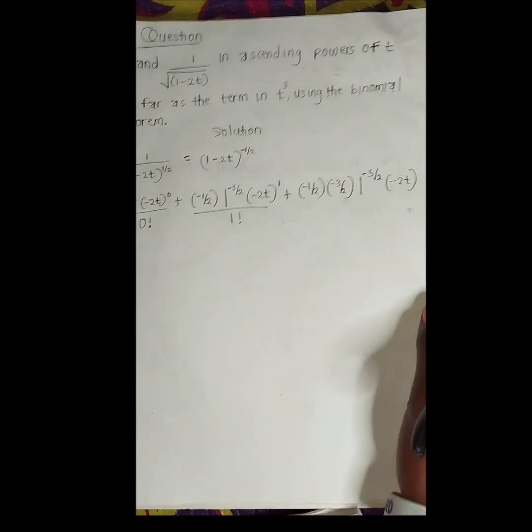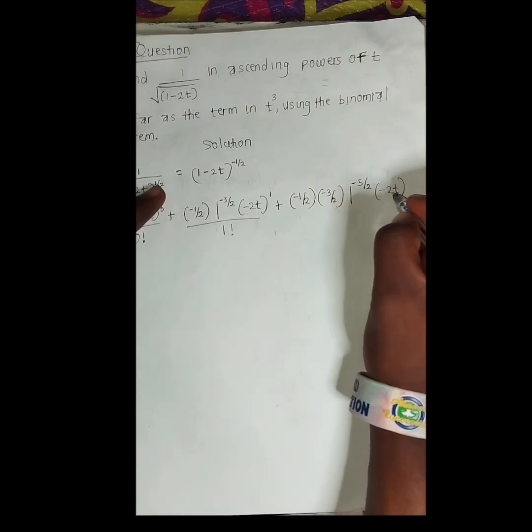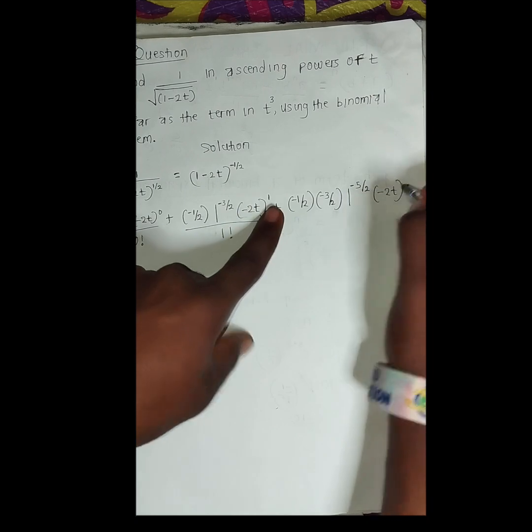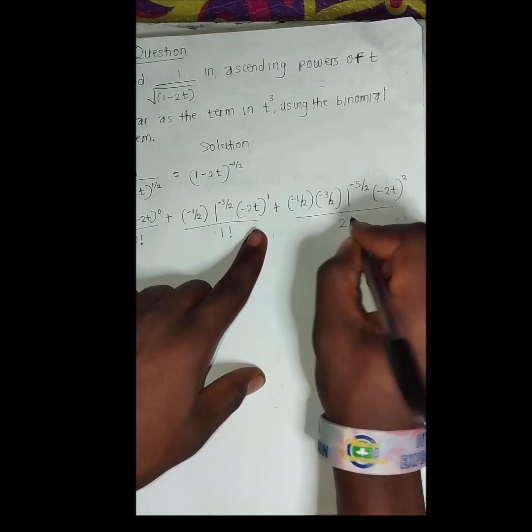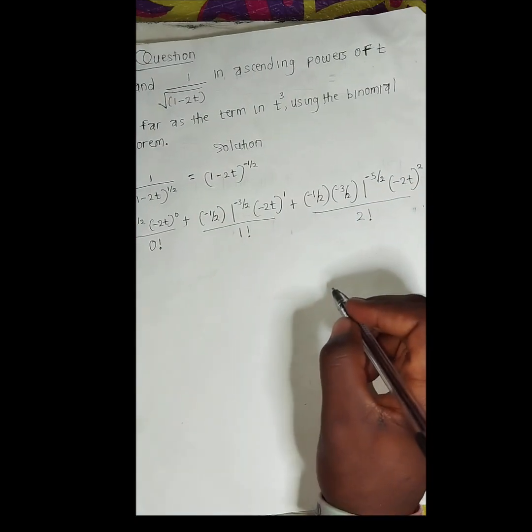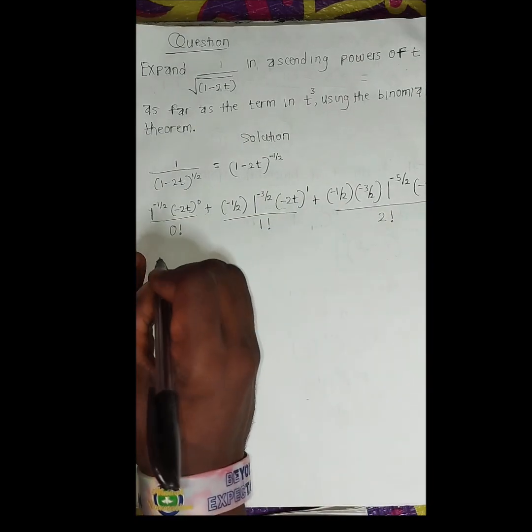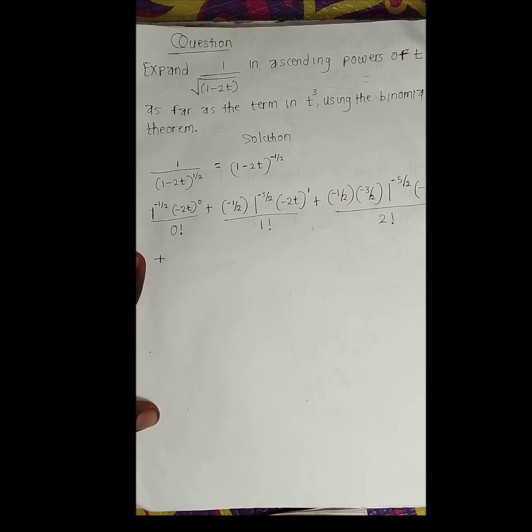So, raised to the power of... We have 1 here, it will become 2 here, over 2 factorial. Yeah, we are not done. I think we are almost done. Now, go back to the question.